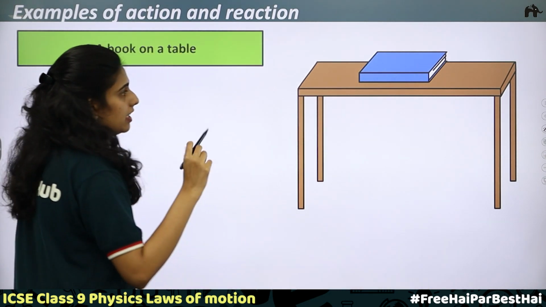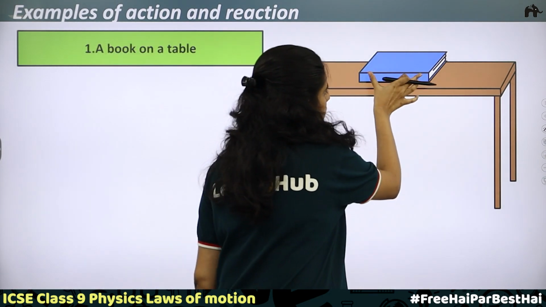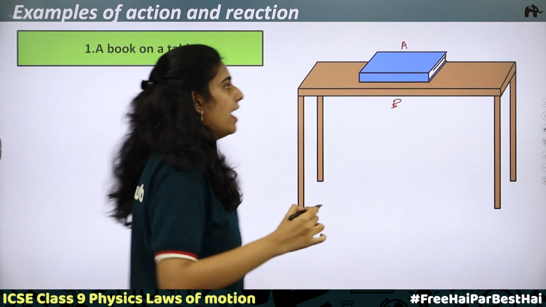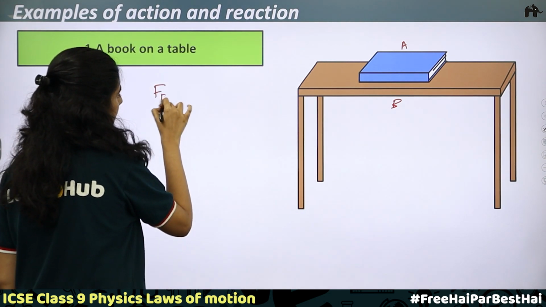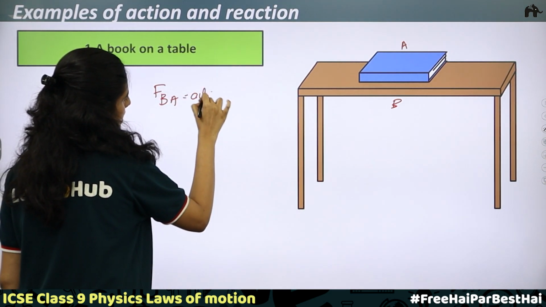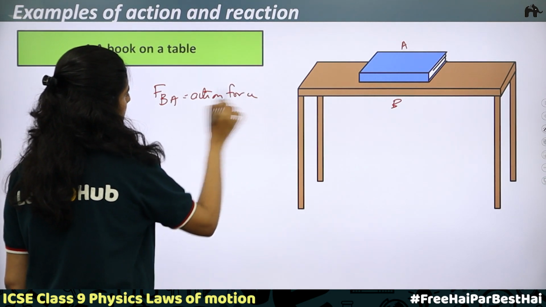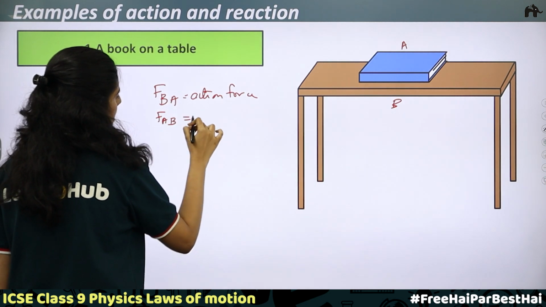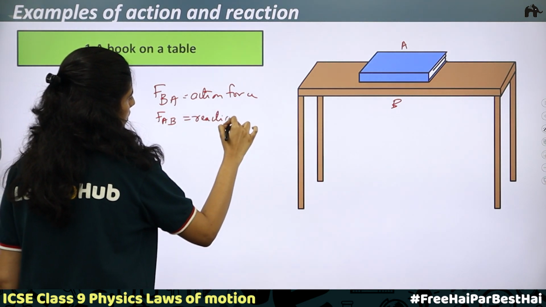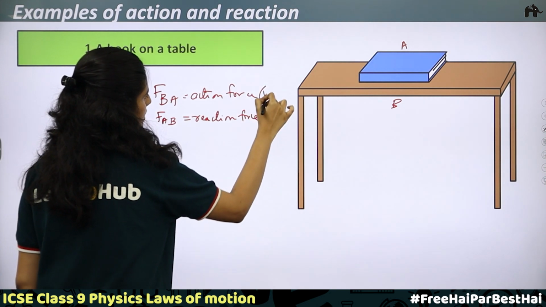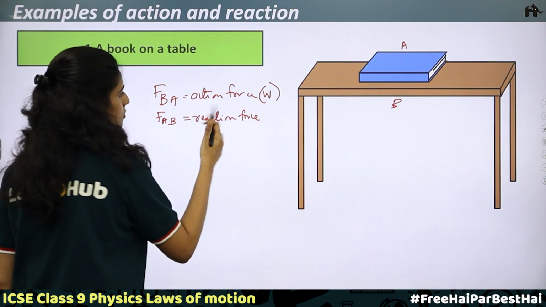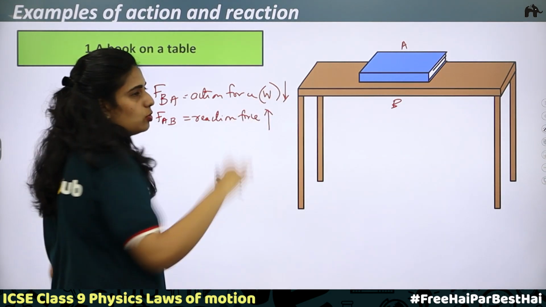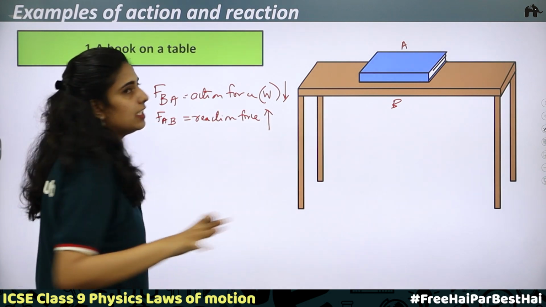A book on a table. Here we have already discussed this. So here we have the book. The book is the first object A and the table is the second object B. FBA is the action force, the force acting on object B that is applied by A, and FAB is the reaction force. Here the action force is the weight of the body and the reaction force is the normal reaction force. The normal reaction force is in the upward direction and the action force is in the downward direction. They are in opposite directions.